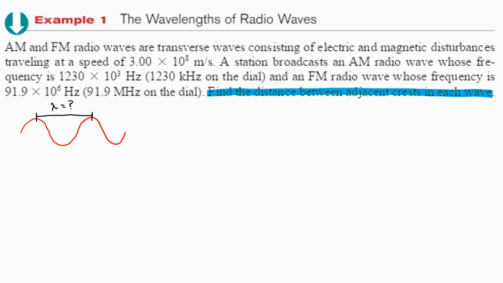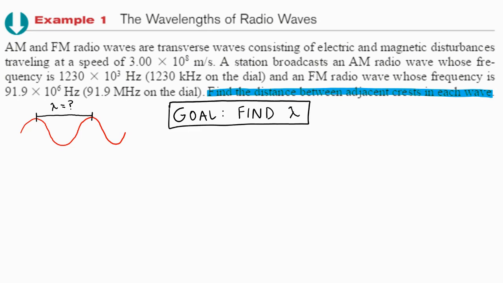So our goal here is to find lambda for the AM radio waves and the FM radio waves. So there are two parts to this problem. It's going to be repetitive, so I will go through the first part and then show you the work for the second part, since it will be exactly the same. All right, so we have AM radio waves first.